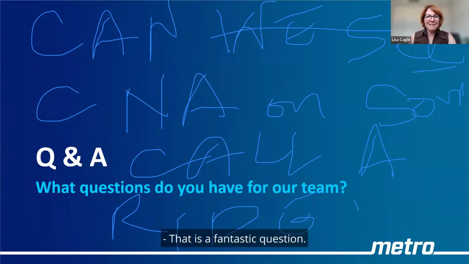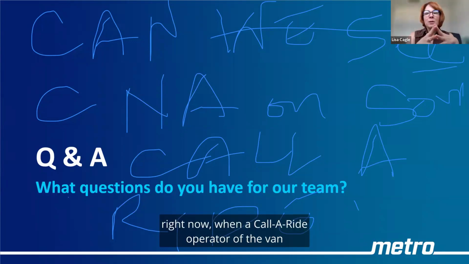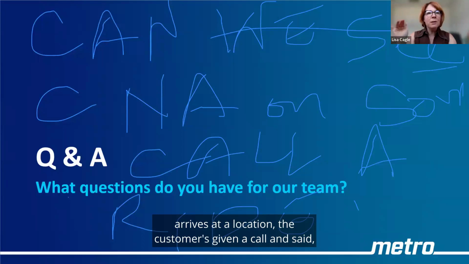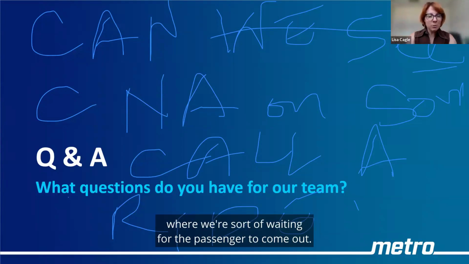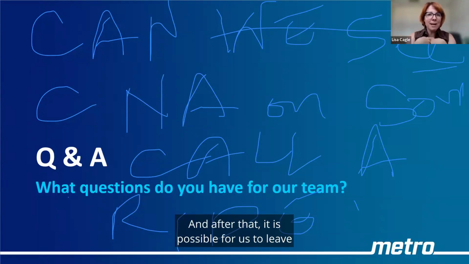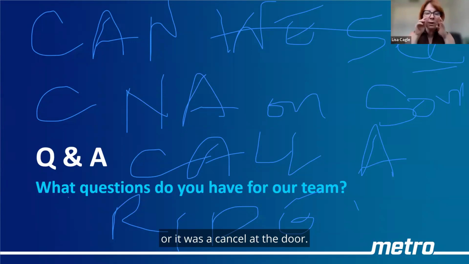That is a fantastic question. So for everybody who's hearing this, right now, when a call ride operator, the van, arrives at a location, the customer is given a call and told, hey, we're here, we're waiting. And then there's a 5-minute period where we're sort of waiting for the passenger to come out. And after that, it is possible for us to leave and say the passenger wasn't ready, or it was a cancel at the door. And that is just to try to keep things on schedule and moving.